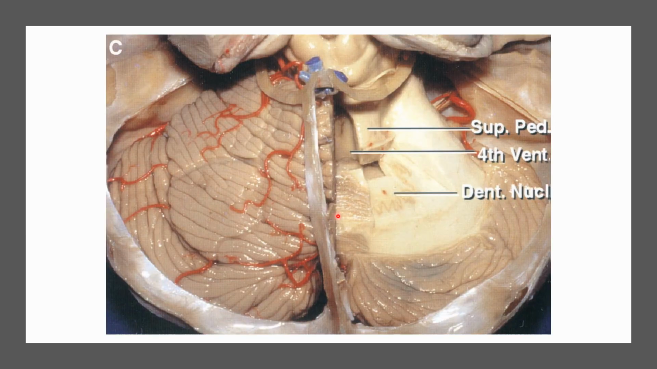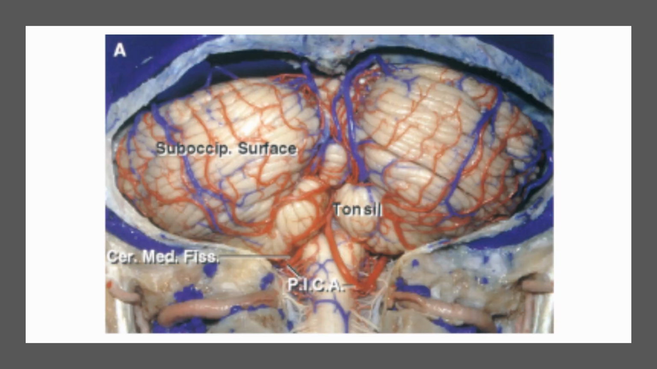This is a superior view of the cerebellum. This is where the tent should be, and this is why we have supratentorial structures and infratentorial structures. In the infratentorial structures, we have the cerebellum, and this is the superior surface of the cerebellum, and we have the brain stem.